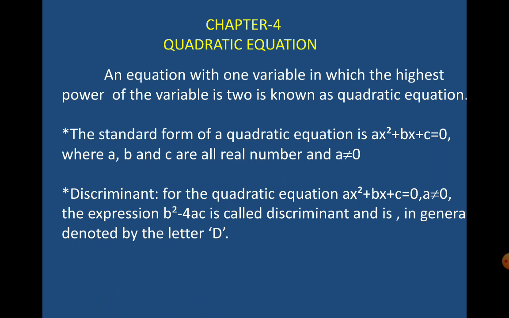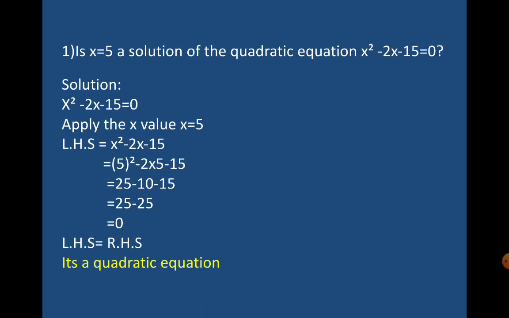By using this quadratic equation, we are going to solve some sums. The first sum they have given is: x is equal to 5 is a solution of the quadratic equation. They have given the equation x square minus 2x minus 15 equal to 0. They have given the x value and ask us to find whether this is a solution of the equation.